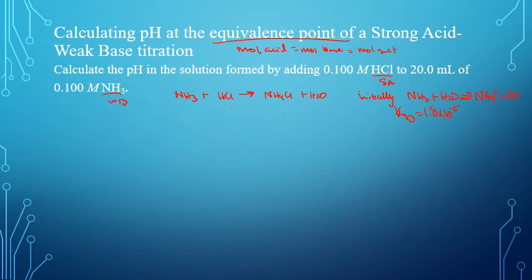Since we're talking about at the equivalence point, I know that I've added the perfect amount of the NH3 and the HCl together. Now, the one thing that we have to do for this problem is we need to determine how much of the HCl would have been added to the 20 milliliters of the NH3 to completely neutralize it. So same type of concept, I can use my MA times VA equals MB times VB formula.